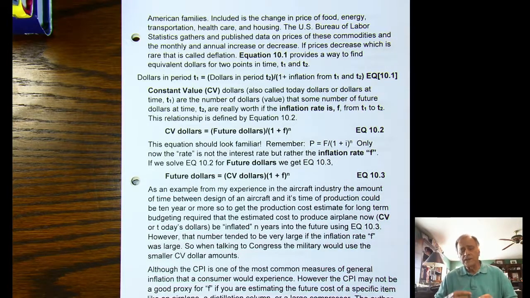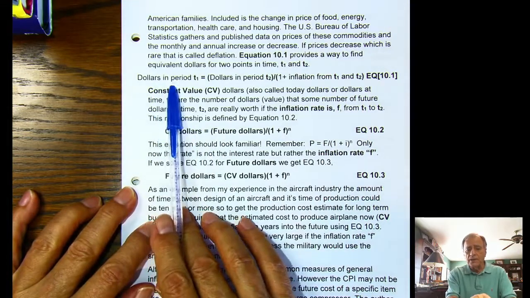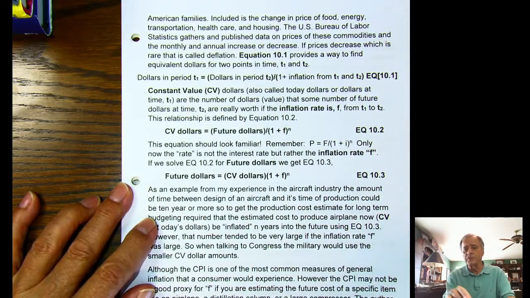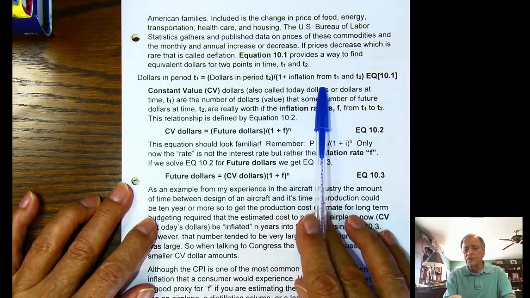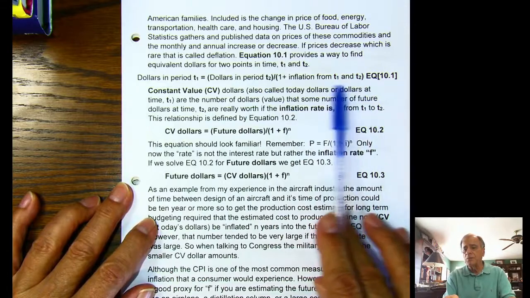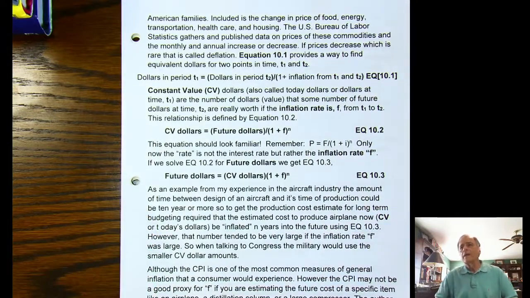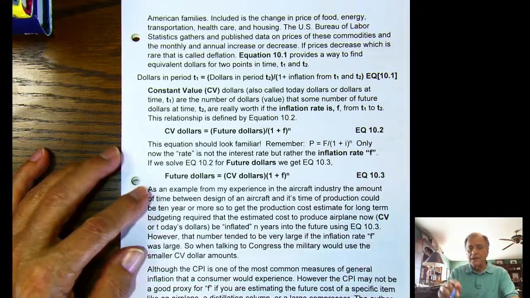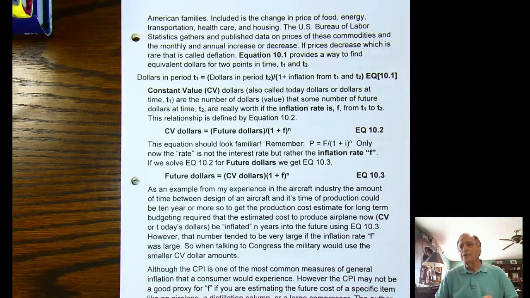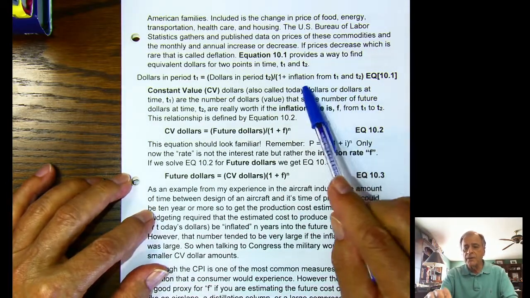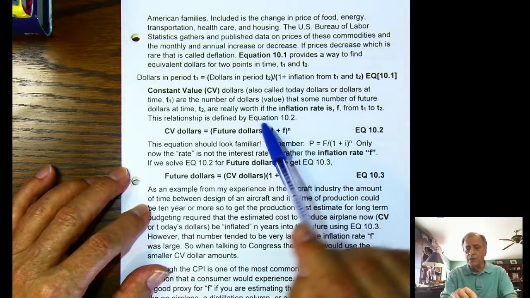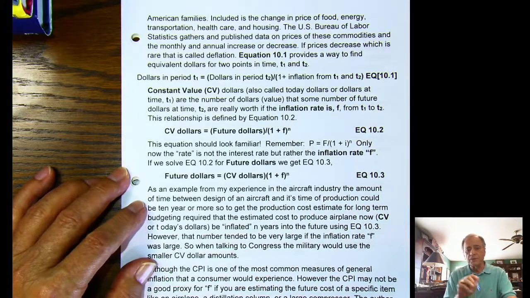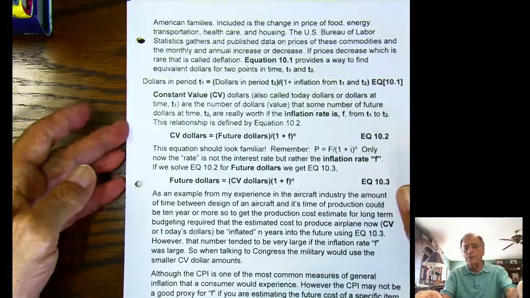Equation 10.1 tells us that the dollars in period T1 equals the dollars in period T2, where T2 is in the future from T1, divided by 1 plus the inflation from T1 to T2. I'm sorry, it's not times, it's divided by, there's a slash there. Now, this does not say the inflation rate. This is the entire amount of inflation from time 1 to time 2. We're taking the dollars in period 2 and dividing by 1 plus the inflation between those periods, which gives us the dollars at time 1.